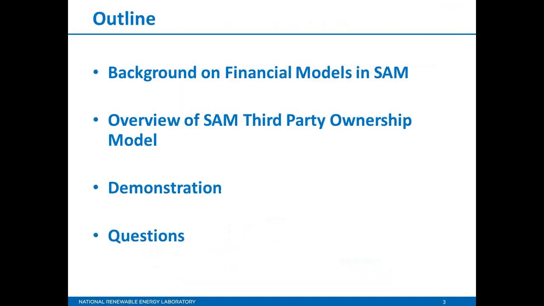So we're going to talk about several things today. First is the background on financial models in SAM. We could spend 2 days talking about the details of all the financial models in SAM, but here we just want to focus on some highlights relevant to how the third-party ownership model differs from those. Then an overview of the third-party ownership model, a quick demonstration, and then I'm hoping we have a significant amount of time at the end for questions from the audience, as this feature is a little bit different, and making sure we clarify how best to use it and what it's useful for.